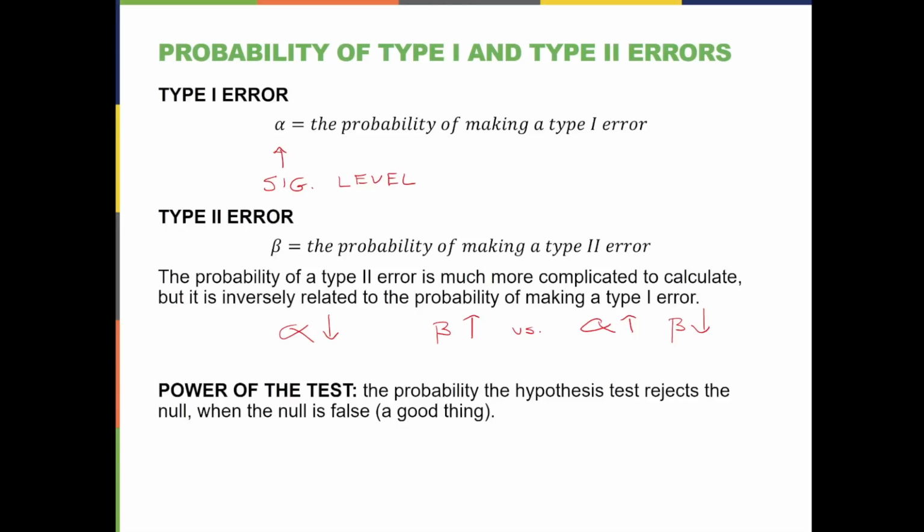The power of the test. The power of the test is the probability the hypothesis test rejects the null when the null is false. This is a good thing. So the power of the test is related to these alphas and betas. It's actually 1 minus beta. So the power of the test is 1 minus the probability of making a type 2 error.